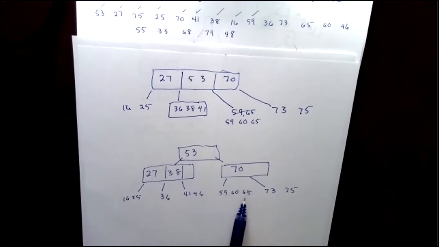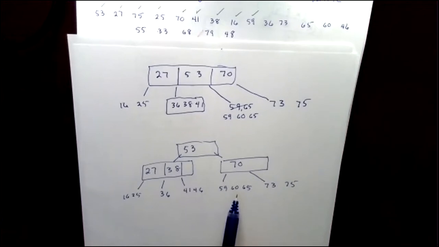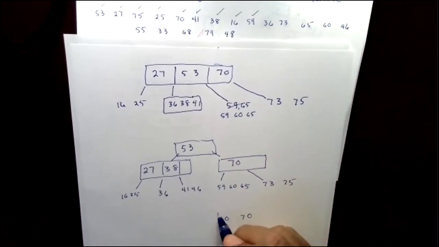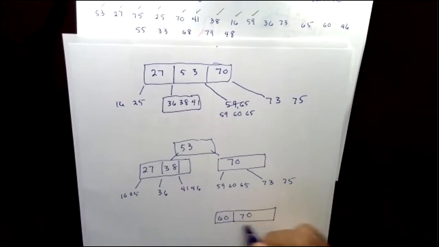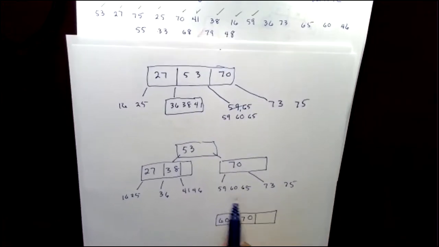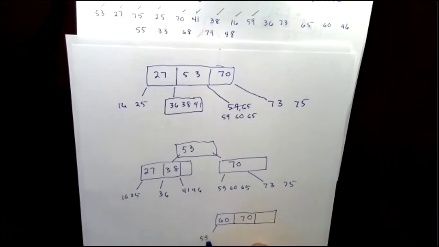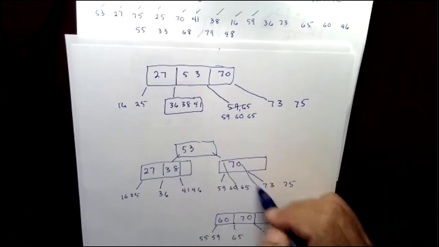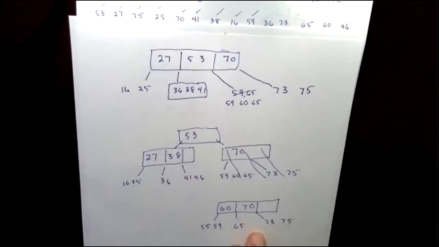When I try to put in here, I say, uh-oh, I can't put 55 in here, so I need to send the 60 up, and I can send it up. So this left side is now going to become 60, 70, right? I was inserting 55, so it's going to go to the left of the 60 with the 59. Here's going to be the 65. And here's going to be the 73 and the 75. So this guy would get moved up.